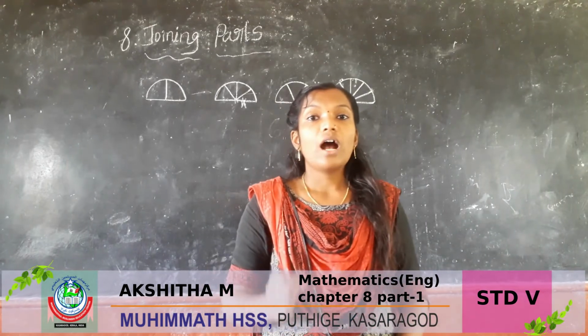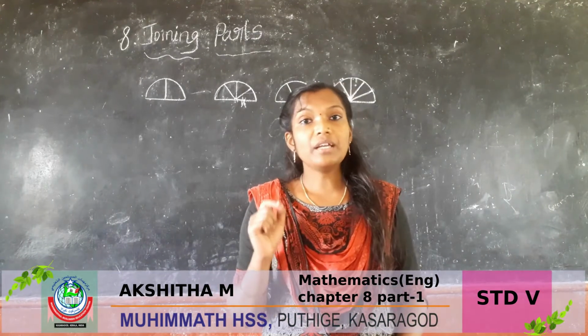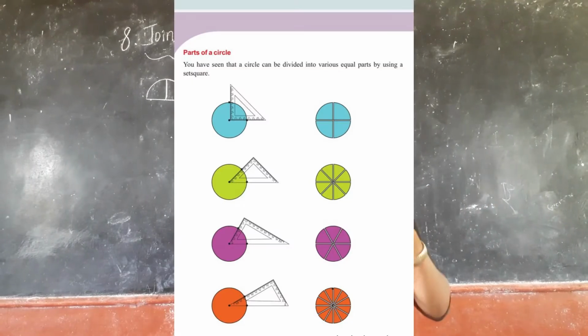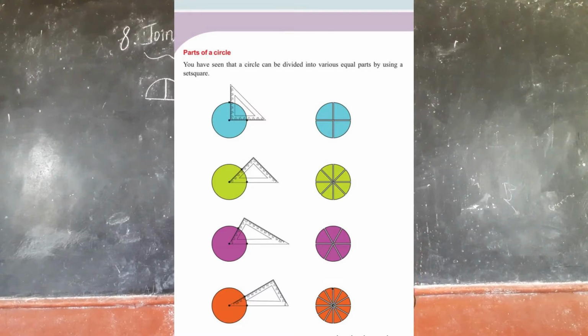Hello students, our 8th lesson is joining parts. Look at the picture on screen. You can see 4 circles. Each circle is divided into equal parts by using different corners of a set square.